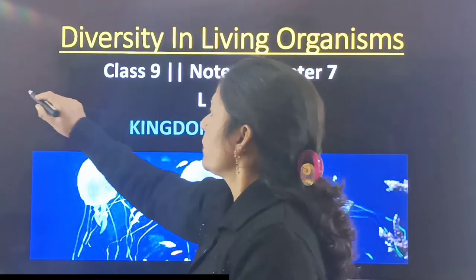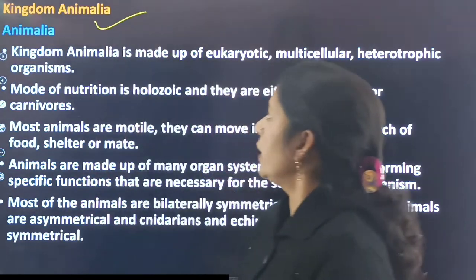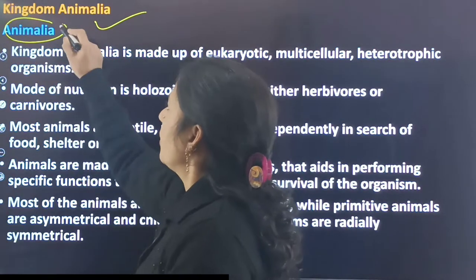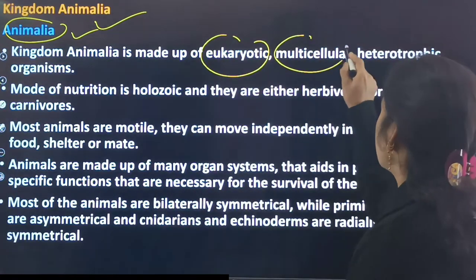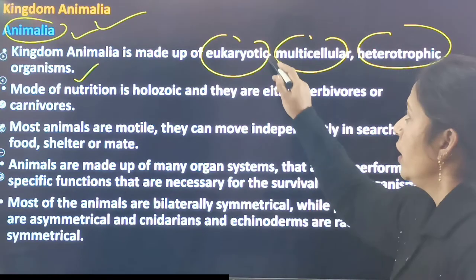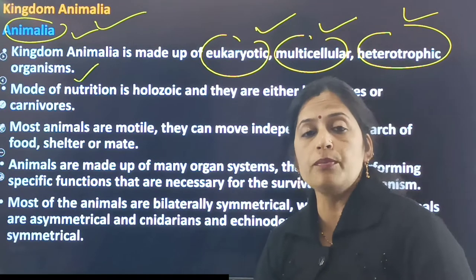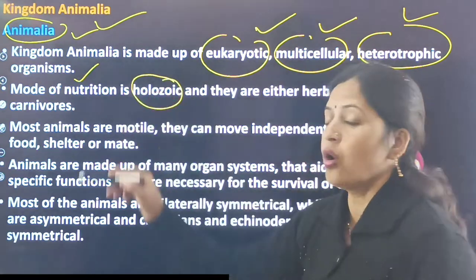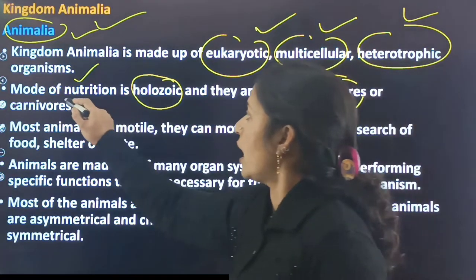First, we will discuss the kingdom Animalia. Kingdom Animalia is made up of eukaryotic, multicellular, heterotrophic organisms. The most significant feature of the Animalia is that their mode of nutrition is holozoic. Holozoic means they are either herbivorous or carnivorous.